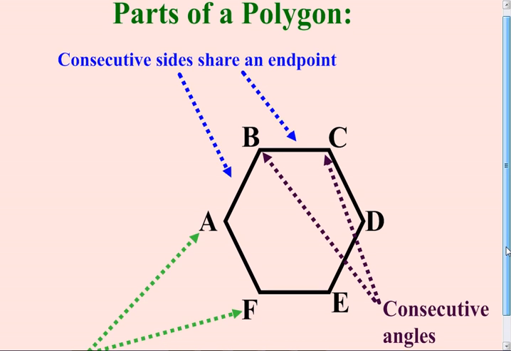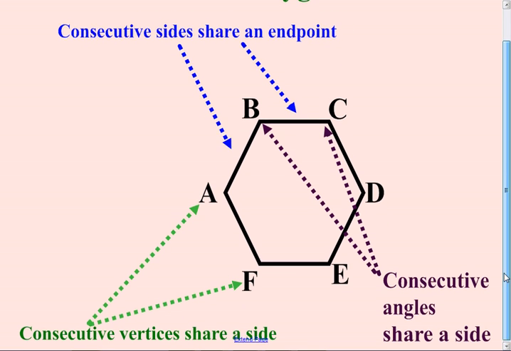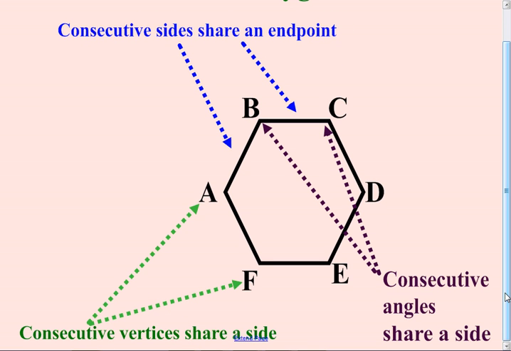Okay, a lot of stuff here on parts of a polygon. These are the vertices. That's the vertex A. And it's consecutive. It's right next to B. And F is the other neighbor. Then consecutive sides. This is a consecutive side, AB, and then you have BC. They share a common vertex or common endpoint.